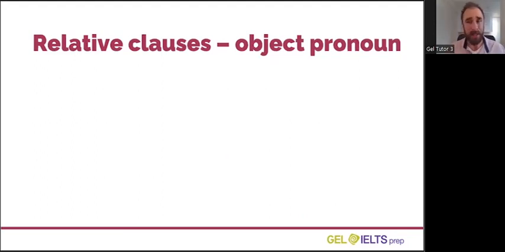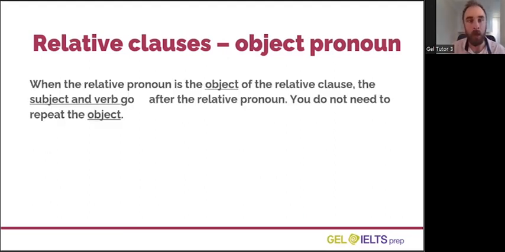Okay, so how is this different when the relative pronoun is the object of the sentence? Well, when the relative pronoun is the object of the relative clause, the subject and verb go after the relative pronoun. We do not need to repeat the object. Let's see an example.